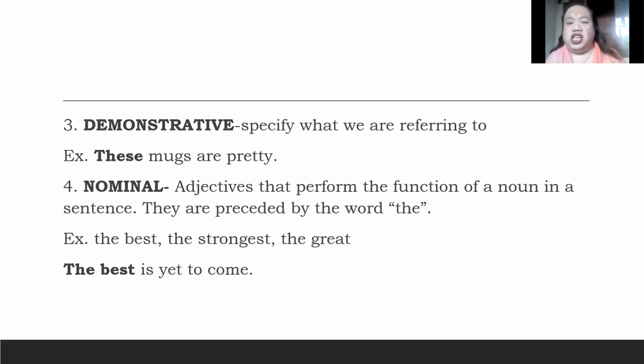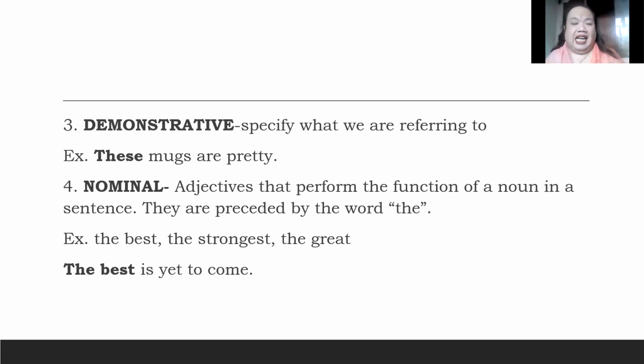Next, the demonstrative adjective. This specifies what we are referring to. If you can remember, when we studied pronouns, there is also such a thing as demonstrative pronoun. So we can basically say what pronouns do, adjectives also assume that kind of function. Example, these mugs are pretty. So we are referring to the mugs. And when we say referring to the mugs, we're talking about mugs in the plural form, and they are nearby objects.